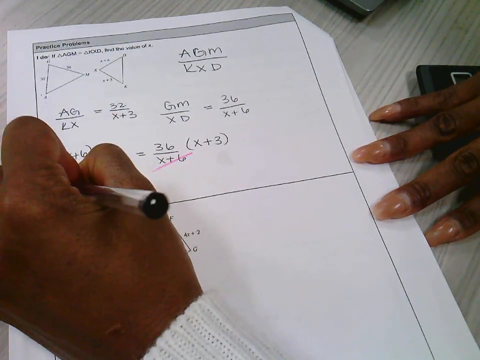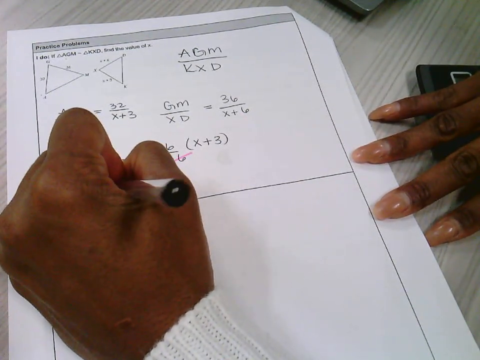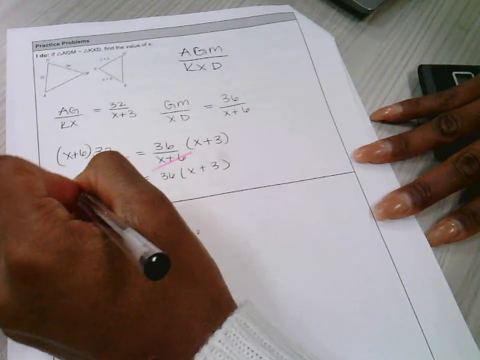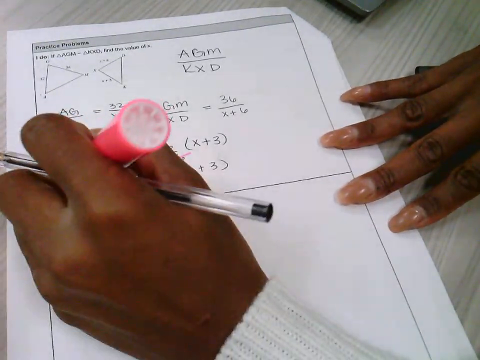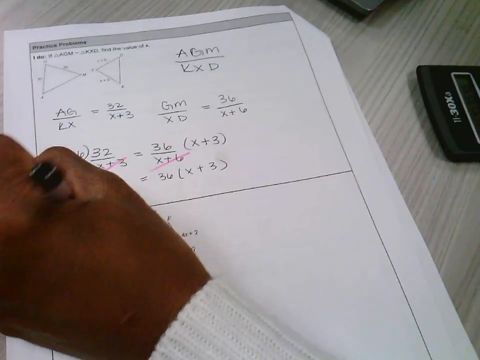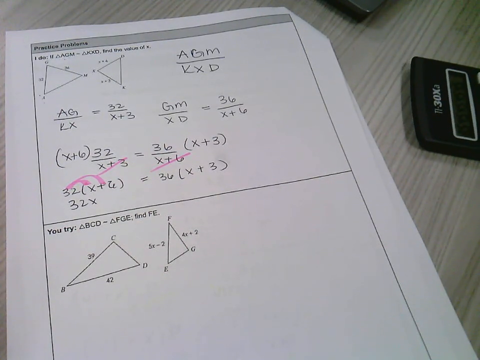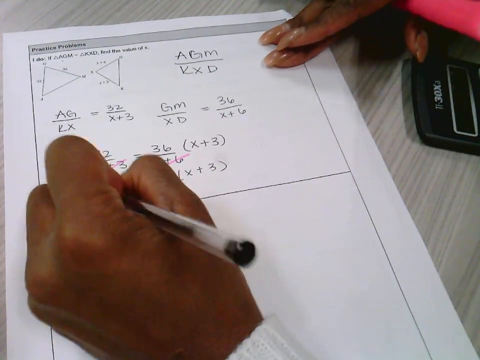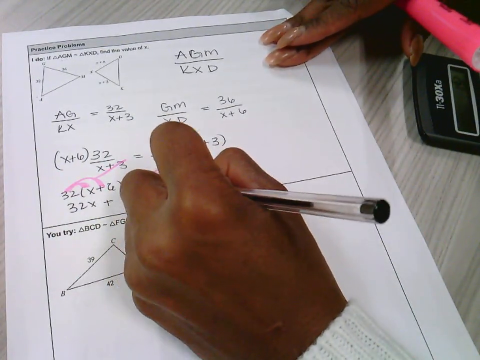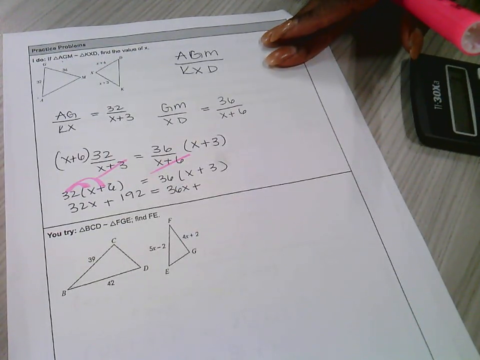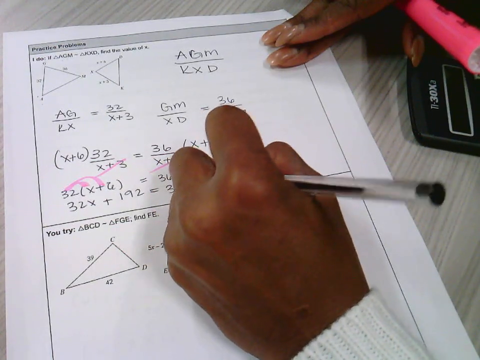Remember to distribute. So we've got 32 times x plus 6 is equal to 36 times x plus 3. We distribute. We get 32x plus 32 times 6, which is 192, is equal to 36x plus 36 times 3, which is 108.